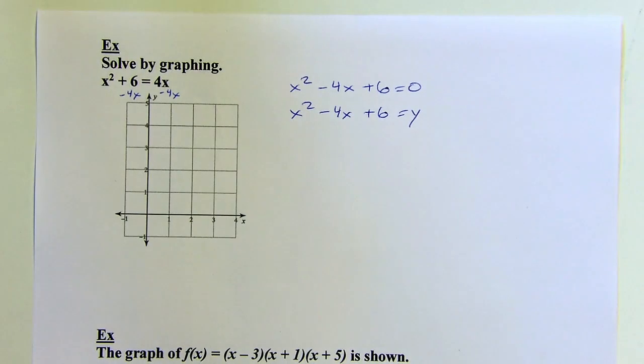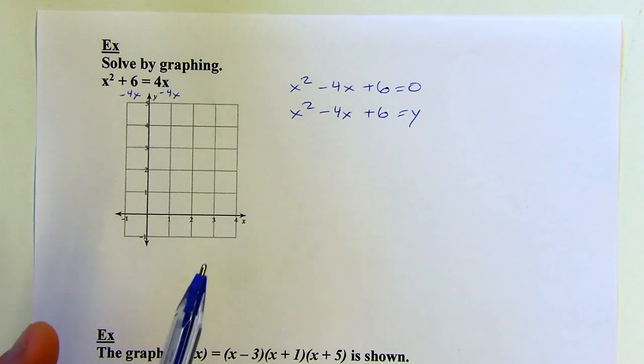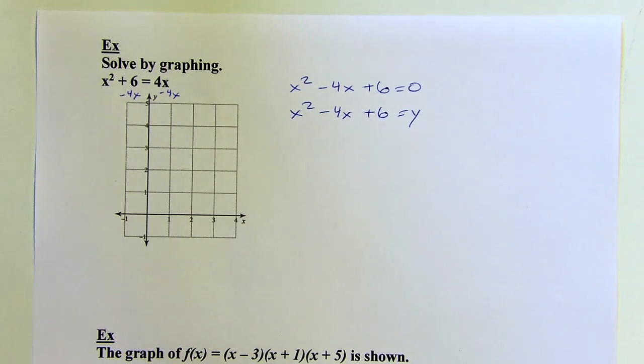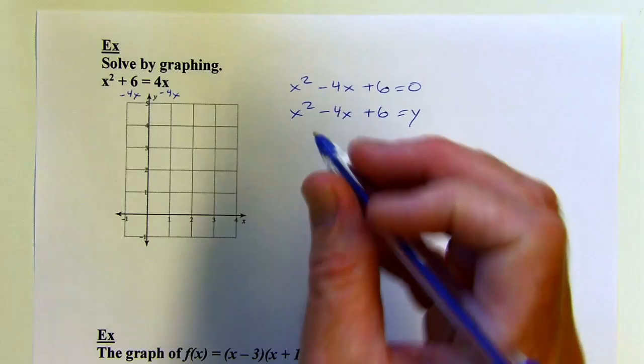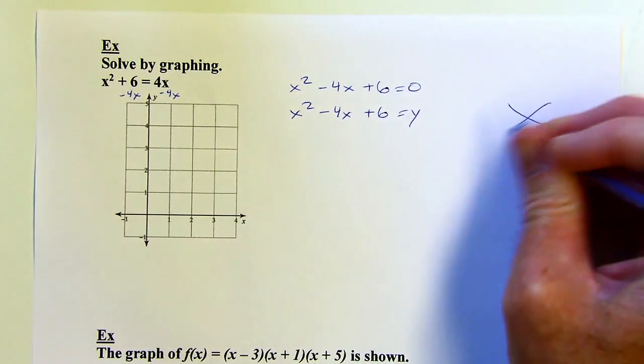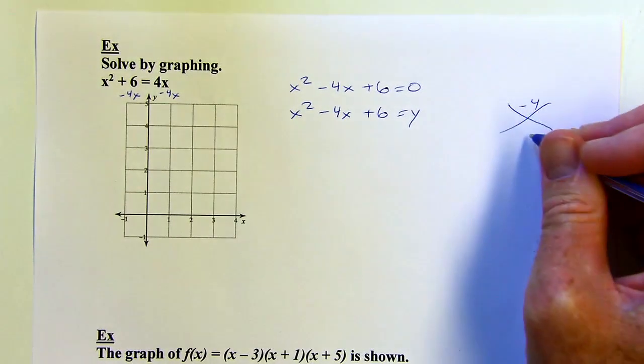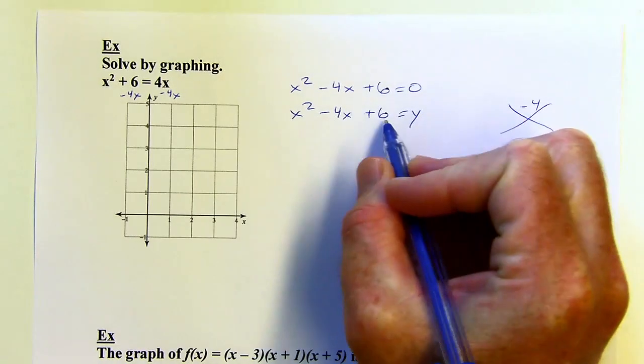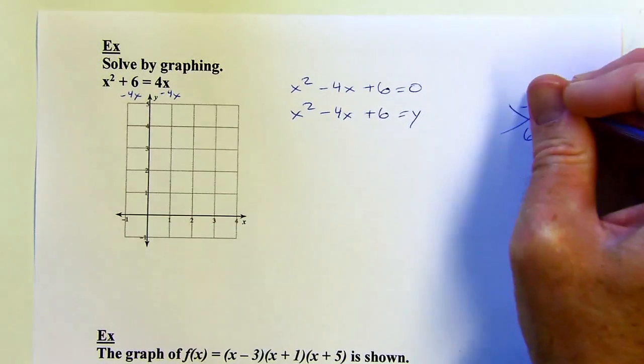Okay, and now you can take your pick. You can try to factor it, or you could find the axis of symmetry first and start graphing from there. It's really up to you. I think I'm going to factor on this one. I'm going to try factoring. So I'm pulling a negative 4 from the b, and the c is 6.